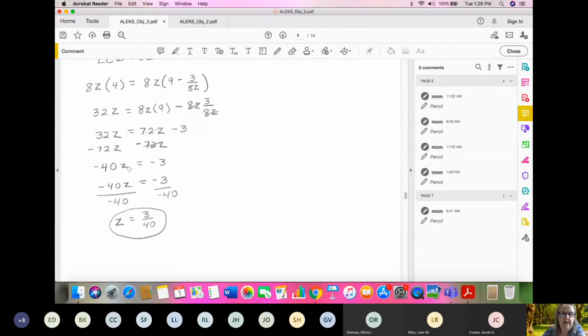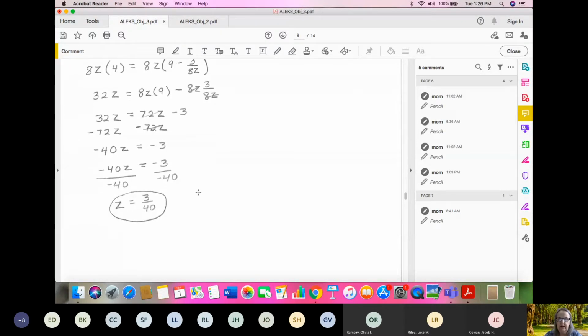Now we want to get z by itself. The opposite of multiplying by negative 40 is dividing. So we want to divide both sides by negative 40. These go away, as well as the signs. Negative over negative is positive, so we get a positive here. 3 over 40. Can't be reduced. If I put it in my calculator in Math Fraction, it won't reduce any further. So I know I'm done.